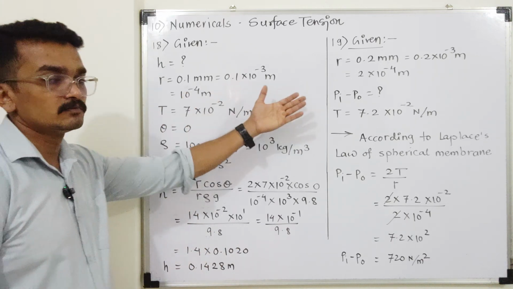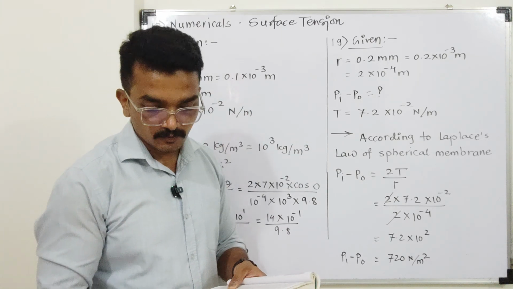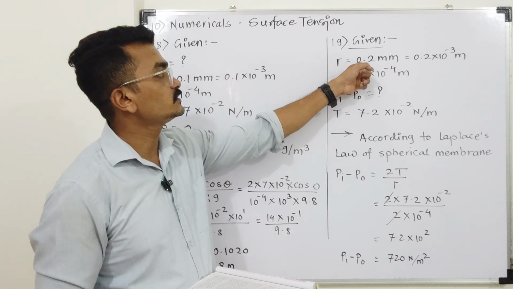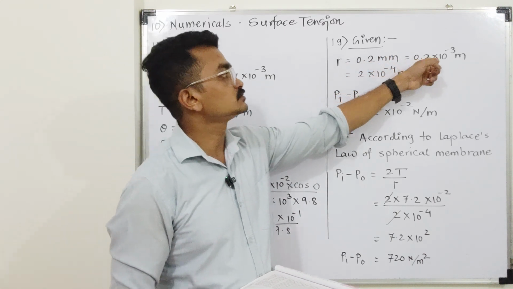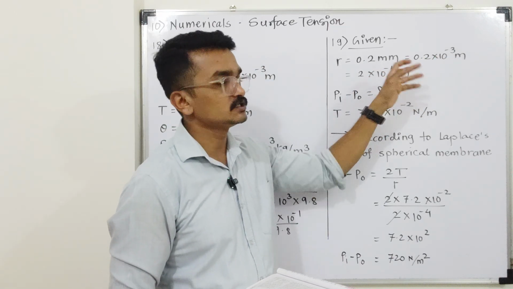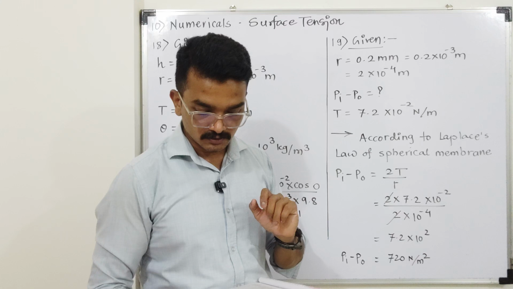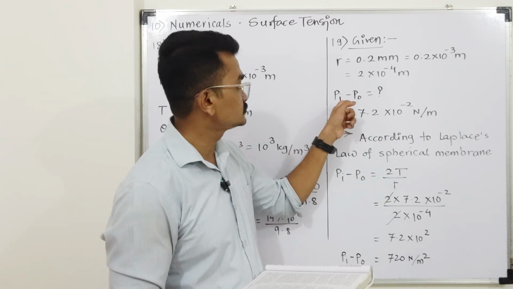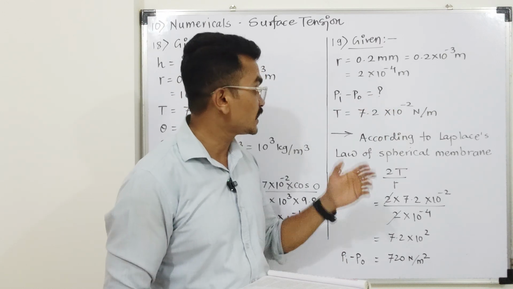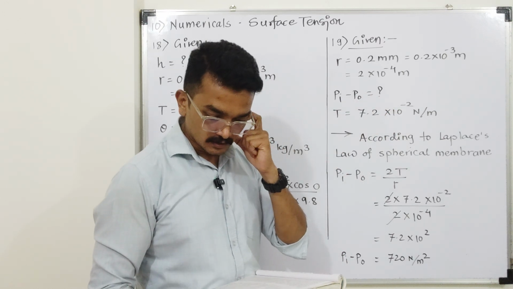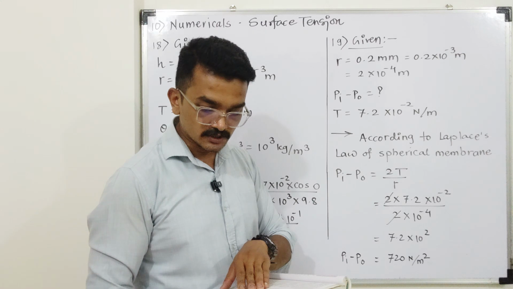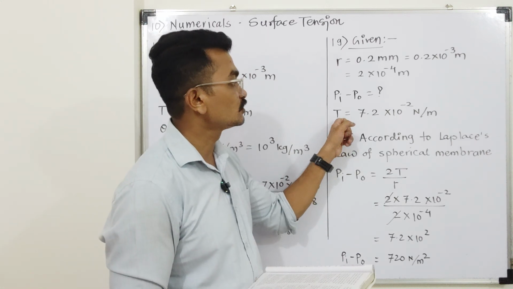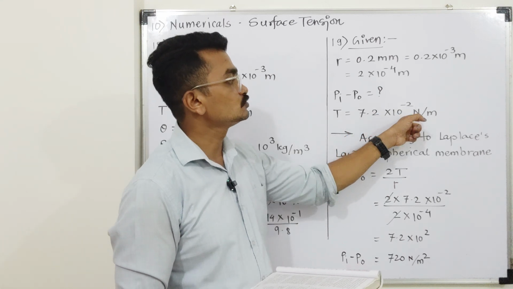The next problem is problem number 19. An air bubble of radius 0.2 mm. Air bubble has a radius 0.2 mm, that is 0.2 into 10 raised to minus 3 meter, that is 2 into 10 raised to minus 4 meter. Situated just below the water surface. Calculate the gauge pressure. Gauge pressure, that is difference in pressure, that is Pi minus P0 is equal to question mark. Surface tension of water is 7.2 into 10 to minus 2 Newton per meter.